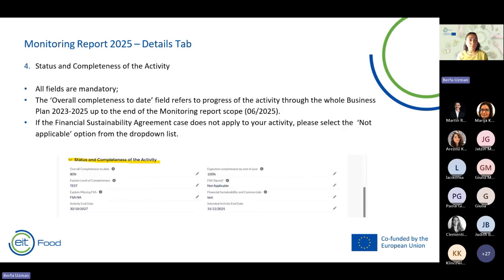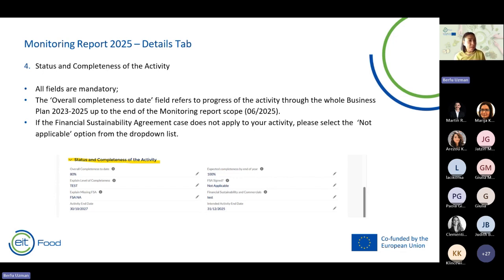The fourth component of the details tab is the status and completeness of the activity. When you scroll down and continue checking your reports, you will be able to see all this data that is mandatory and needs to be filled in. The overall completeness to date field that you can see here on your screens refers to the progress of the activity through the whole business plan, up to the end of the monitoring report. So we expect you to explain the overall completeness until today, the day the monitoring report is launched.